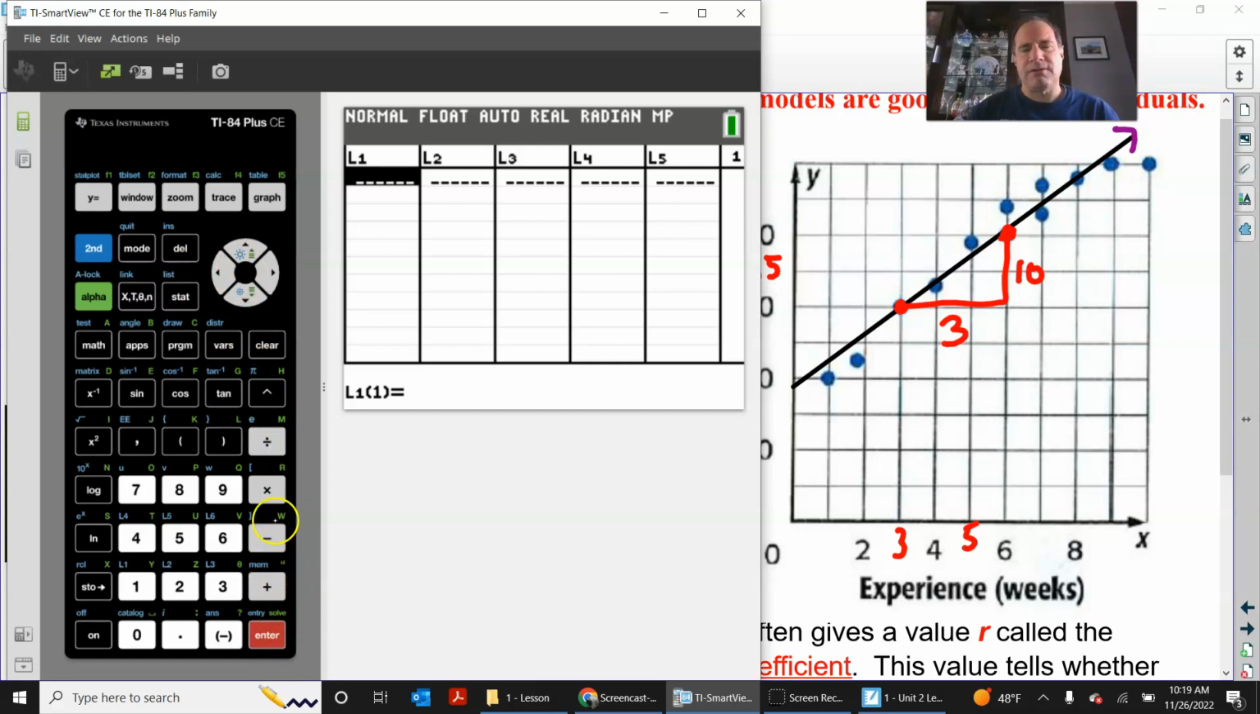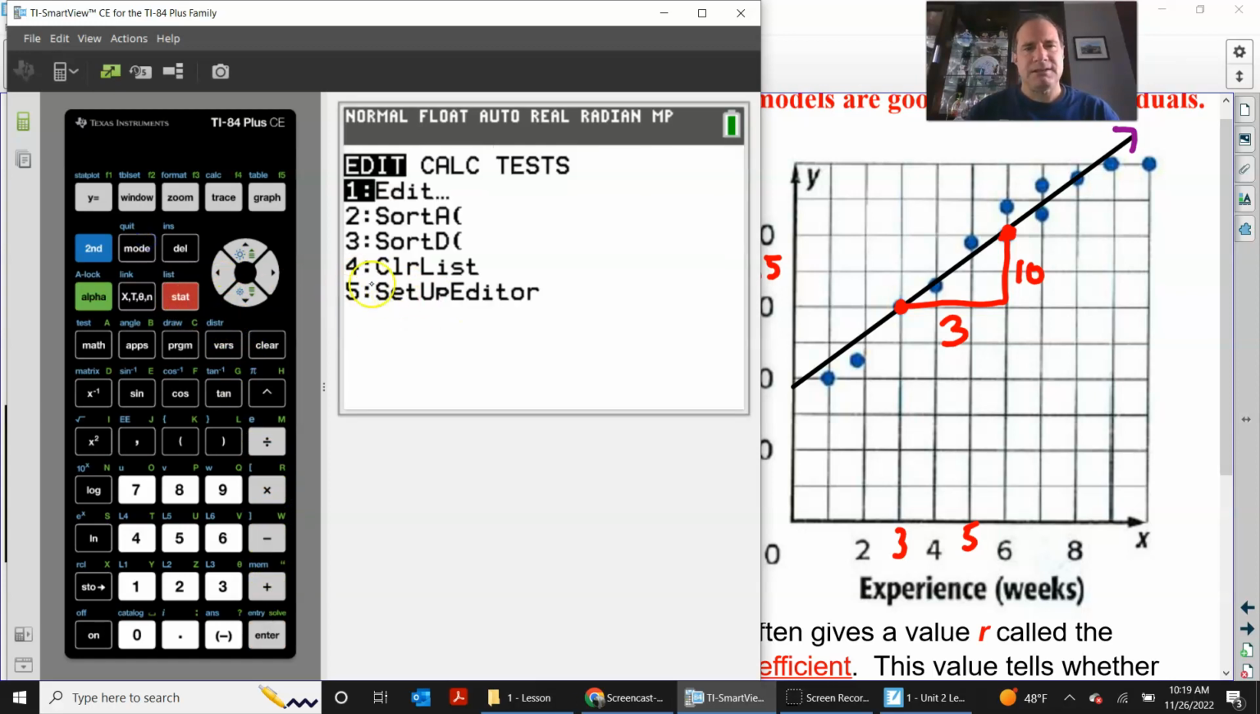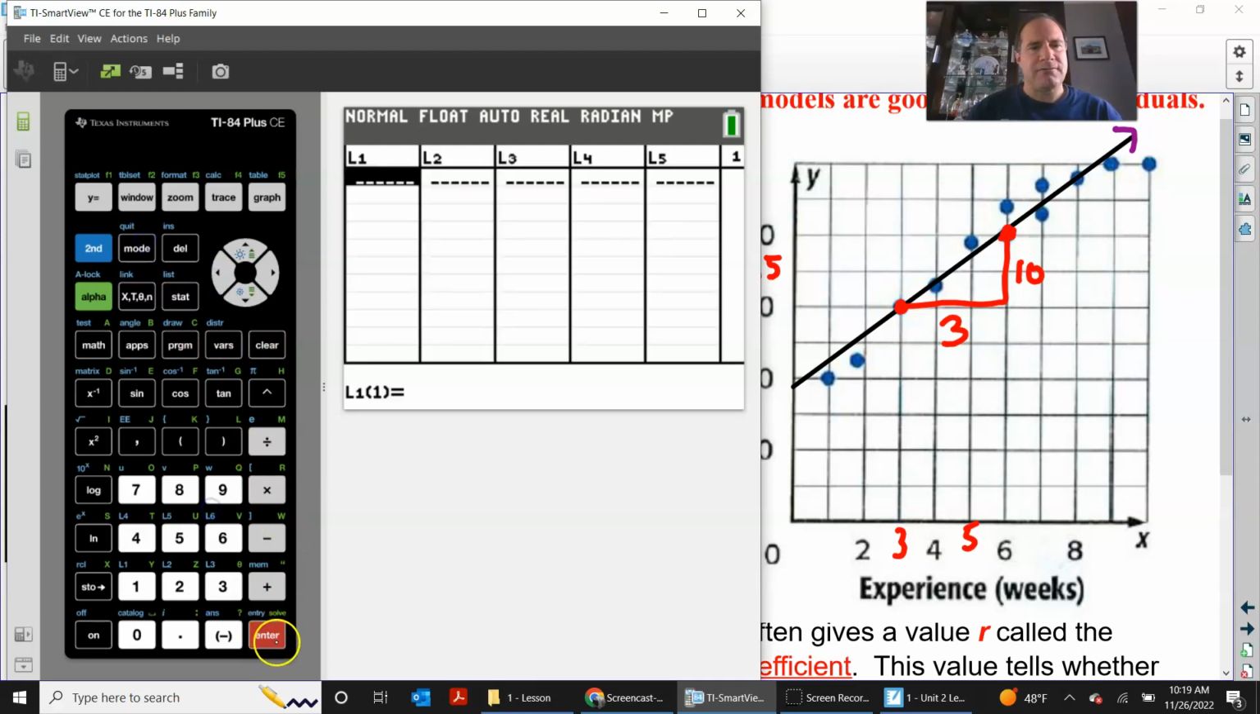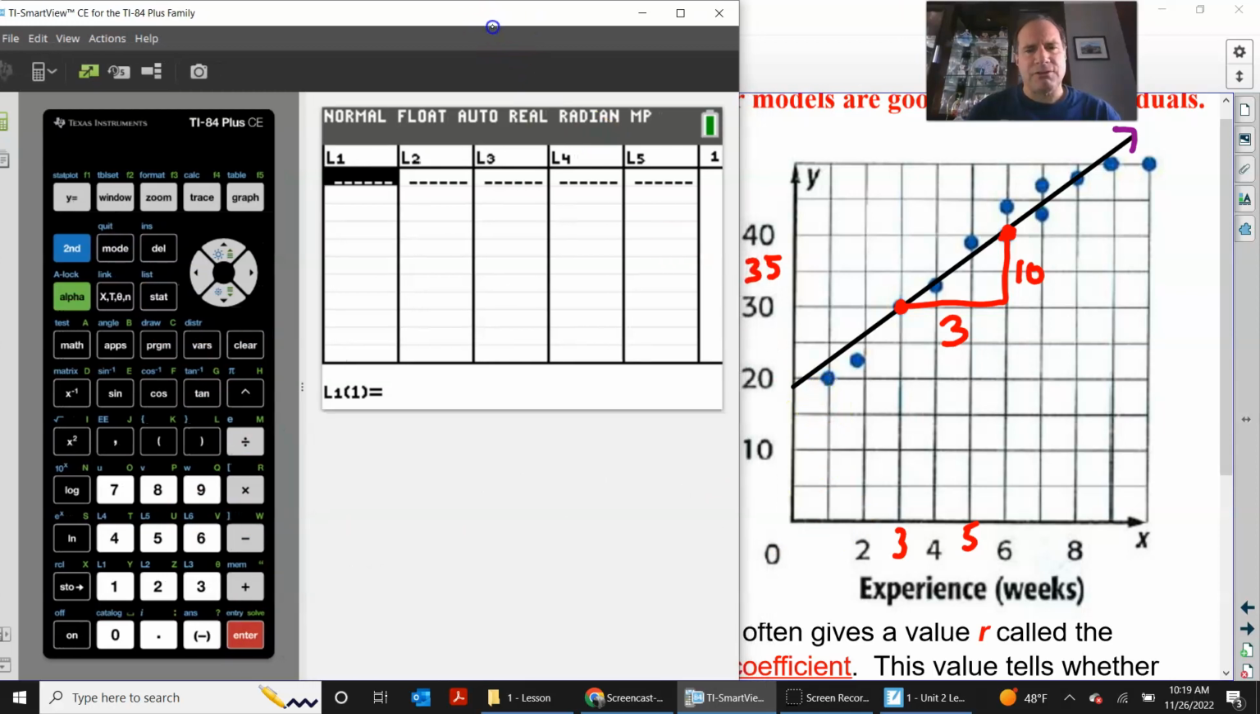If you delete one of the lists, remember, you have to go to stat, then setup editor, press 5, and then press enter to get that list back. So we're going to press stat and then enter for the edit. All right, so we're going to have 1, and then that's 20. That's pretty easy. So 1, we're going to enter it, and then go over here. Typically, I don't want to enter X and Y like this, but in this case, we have to because we're doing it on the fly.